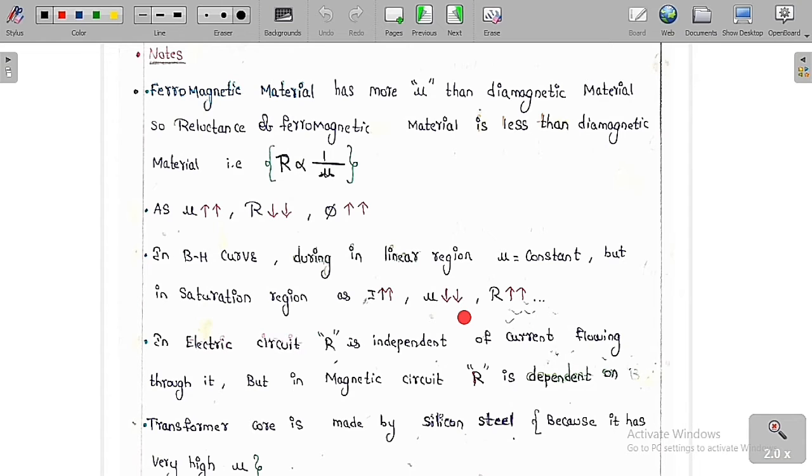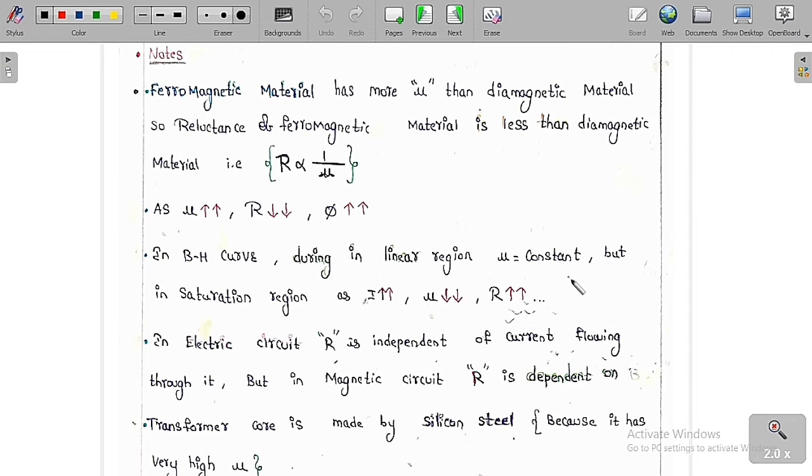So therefore we can say the ratio is very less. The ratio itself indicates the slope of the curve, which is equal to mu. As mu is very less, the reluctance of the core is very high in the saturation region, whereas in the unsaturation region, mu is constant, so the reluctance of the core is also constant.